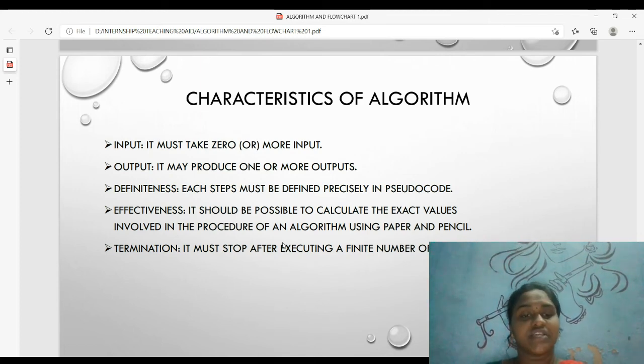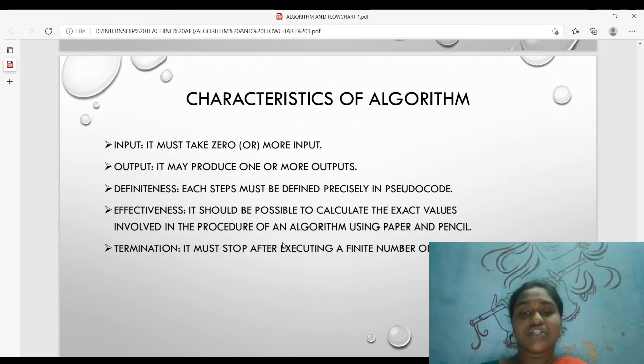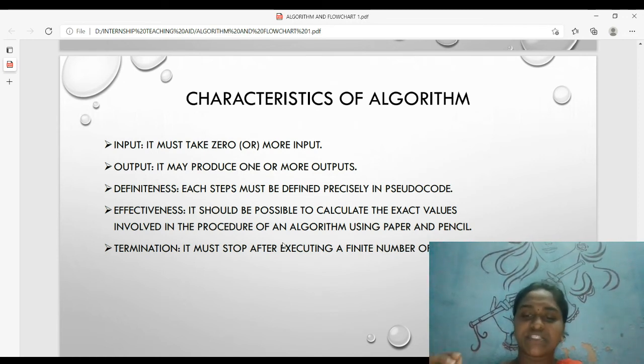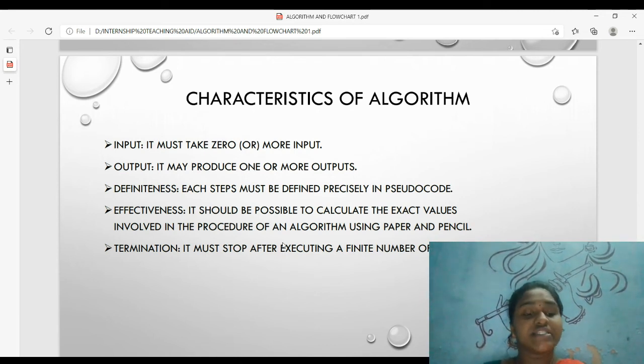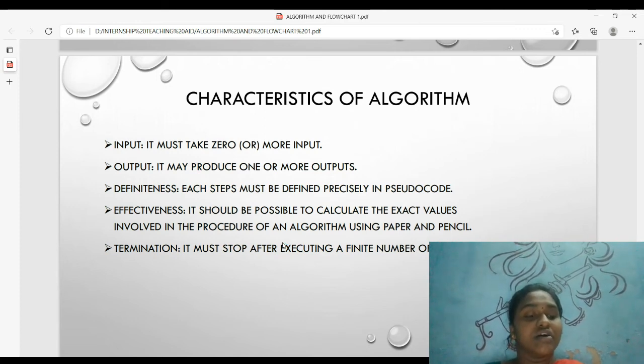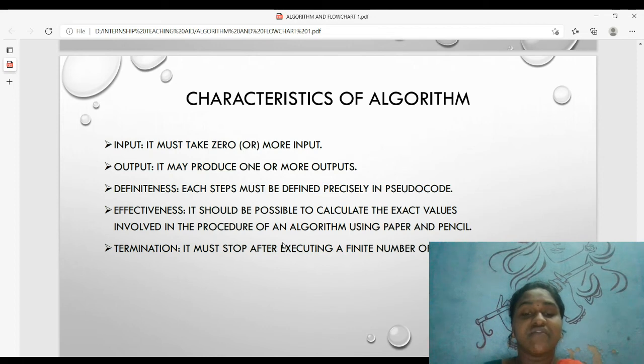Definiteness says each step must be defined, analyzed, and stated precisely in pseudocode. What is pseudocode? It is an artificial and informal language that helps programmers develop algorithms, a text based design tool. Pseudocode is very straightforward, and the statements show a dependency.